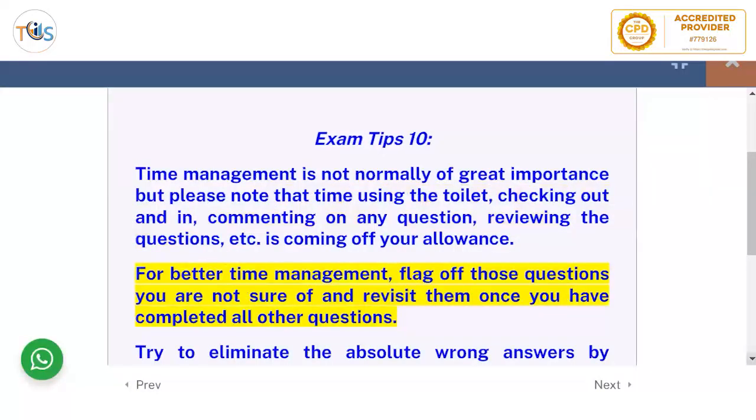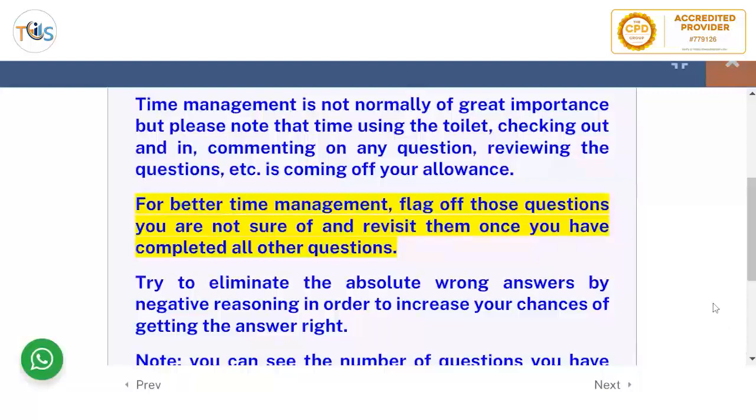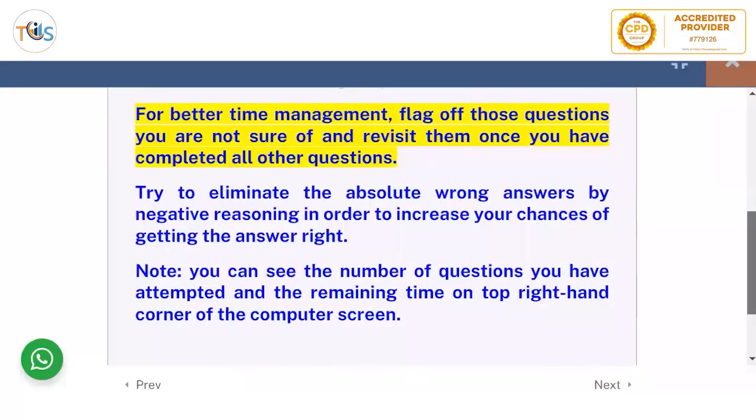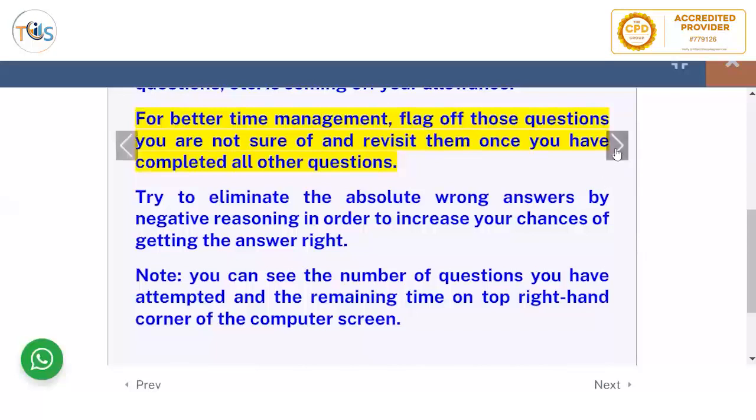Time management is not normally of great importance, but please note that time using the toilet, checking out and in, security check, commenting on any question, reviewing the question, etc. is coming off your allowance. For better time management, flag those questions that you're not sure of and revisit them once you have completed all other questions. Try to eliminate the absolutely wrong answers by negative reasoning in order to increase your chances of getting the right answer. You can see the number of questions you attempted and the remaining time on the top right-hand corner of the computer screen.